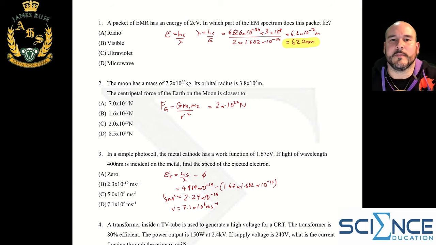So, E is equal to hc on lambda. So, therefore, lambda is hc on E. We plug in our numbers, we end up with 6.2 times 10 to the minus 7 meters, which is 620 times 10 to the minus 9 meters, which is 620 nanometers.